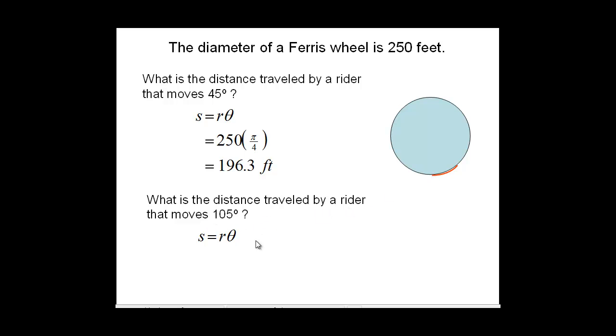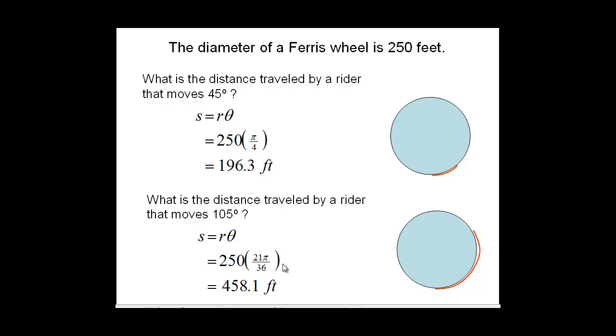Now, what's the distance traveled by a rider if they go 105 degrees? We do the same thing. S is our arc length. Radius, same radius we had before, 250. And theta is now 105. Take 105, multiply by pi, divide by 180. And here's our picture. If you start at the bottom and go all the way around, you'll get up around here somewhere, 105 degrees. Now I reduced it to 21 pi over 36. You could reduce this to 7 pi over 12. Multiply this out, and your decimal will be 458.1 feet.